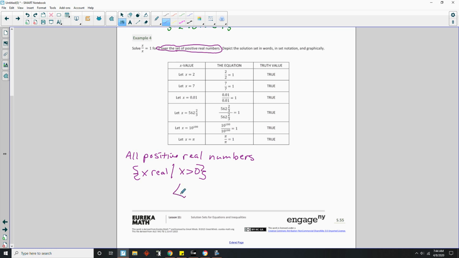Graphically represented, we would have a number line. Here's 0, here's 1, here's 2, and so on, -1, -2. And it's not equal to 0, so whenever we're not including that value, we put an open circle. And then we're going this way, and we are shading the number line. All decimals, fractions, rational, irrational, as long as they're positive, real, they're solutions.